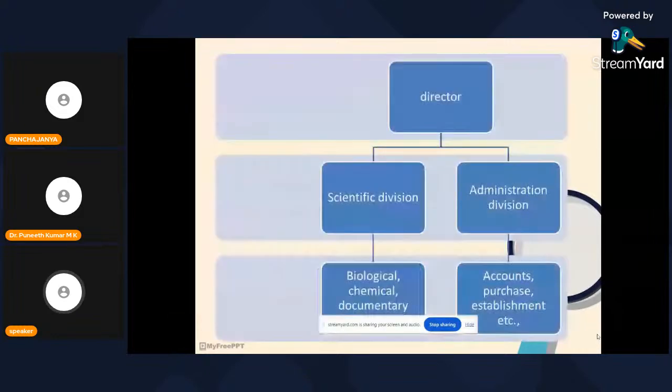And then here is how the staff and the setup will be. A director will be the main head, and under him are the scientific division and the administration division. Under the administration division, the account section, purchase or establishment, etc., will be there. Under the scientific division, the biological section, chemical section, documentary, etc., which were seen in the previous slide, will be there.